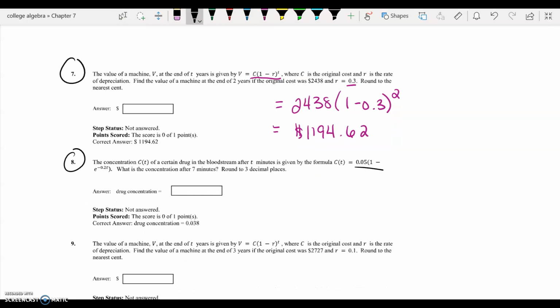Same thing here, guys. They give you the equation. They tell you a time. They want to know what it is, so you just type it into your calculator and solve it. Do this part right here first, and then subtract it from 1, and then multiply it by 0.05 to get your answer on this one.